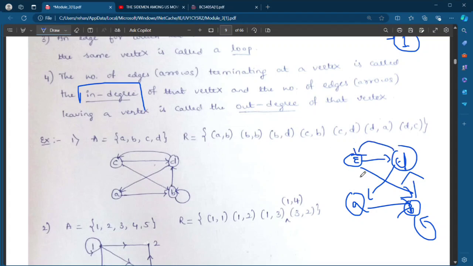That's it. Now see here, how many nodes are going out from C? Two nodes are, so two. How many edges are going out of C? That is two edges. So out degree of C is 2. How many nodes are coming to C? 1. So in degree of C is 1.